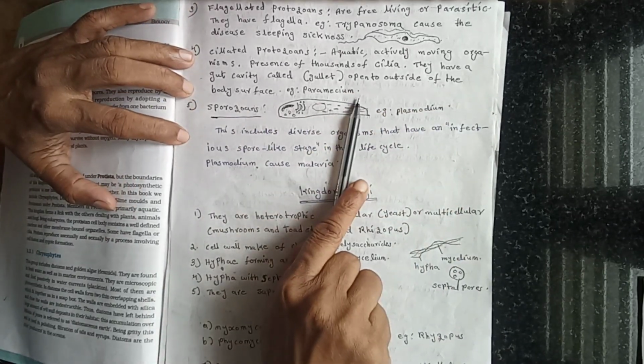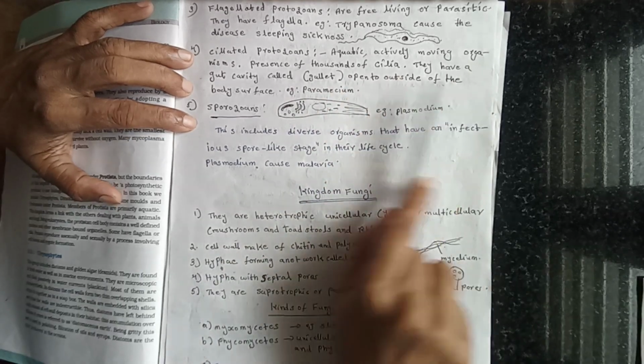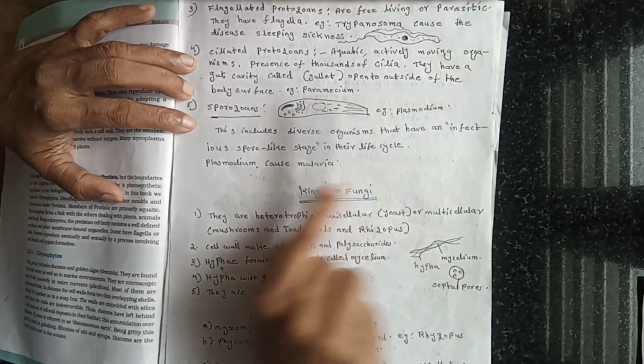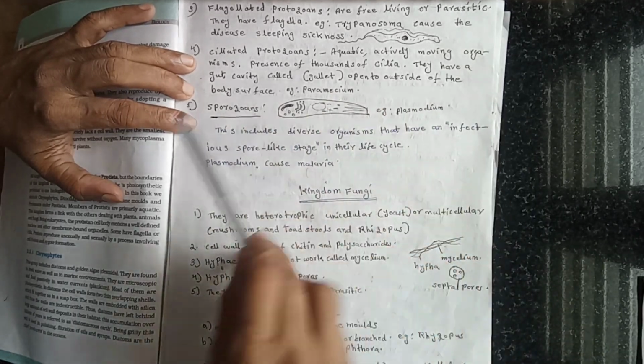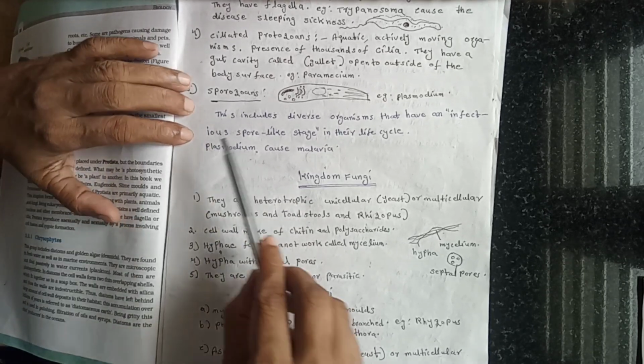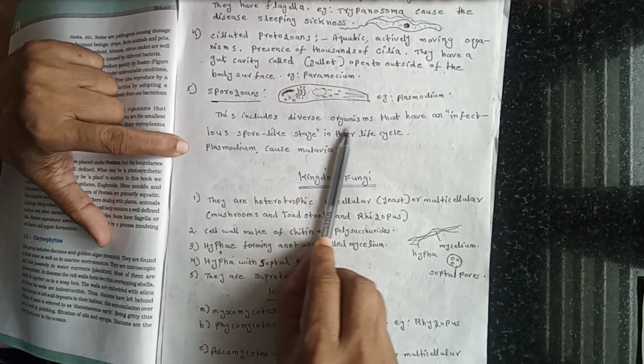That is Paramecium, for example. Presence of thousands of cilia, and a gut cavity called the gullet that opens to the outside of the body surface. Example, Paramecium. Next, sporozoans. These include diverse organisms.